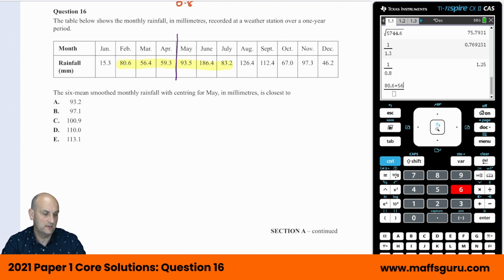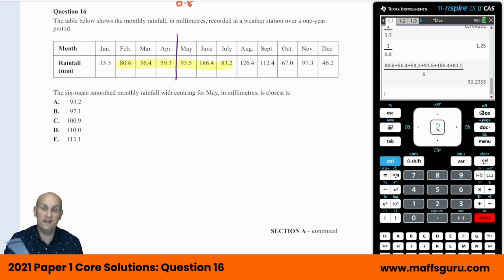So 80.6, 56.4, 59.3, 93.5, 186.4, and 83.2, and I'm going to divide that by 6. Here's my answer. So we know on the left hand side that's going to be 93.2333. I'm not going to round any of these values until the very, very end.